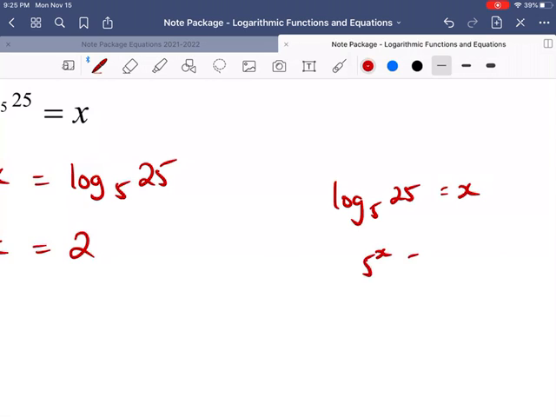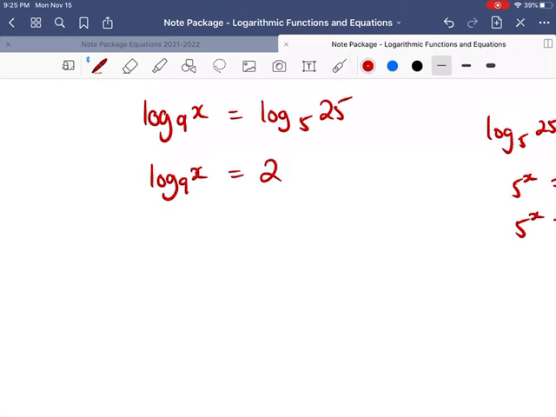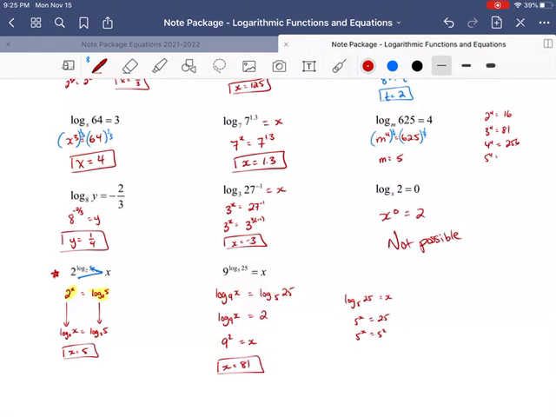We get 5 to the x equals 25. 5 to the x equals 5 squared. So it follows that the whole thing is equal to 2. So from here, we can go 9 squared equals x. Therefore, x must equal 81. Okay, those two are a little tricky.